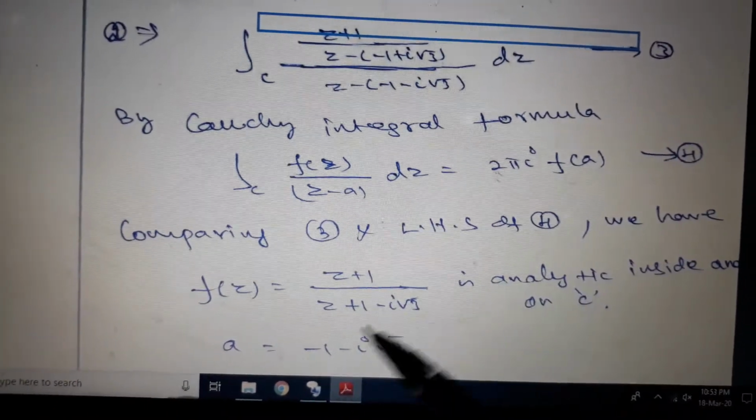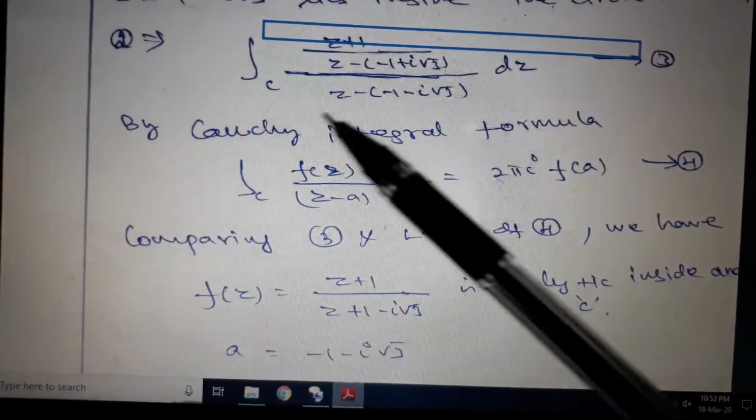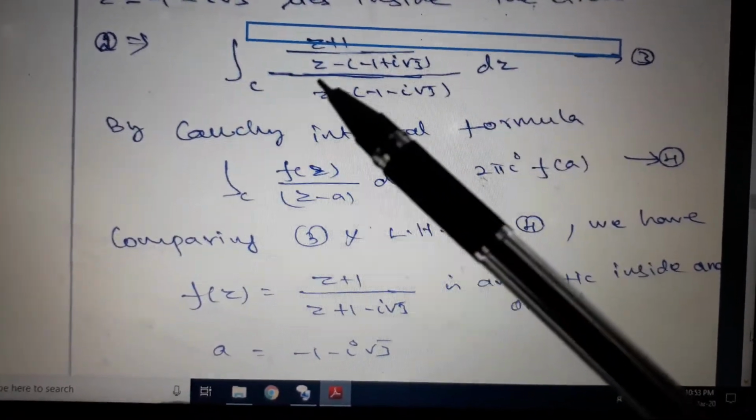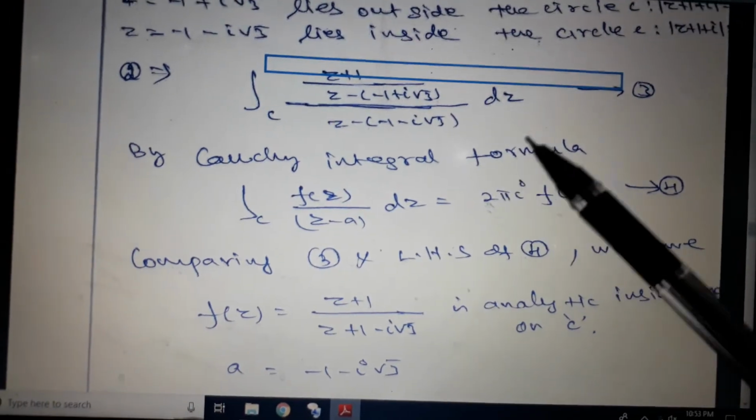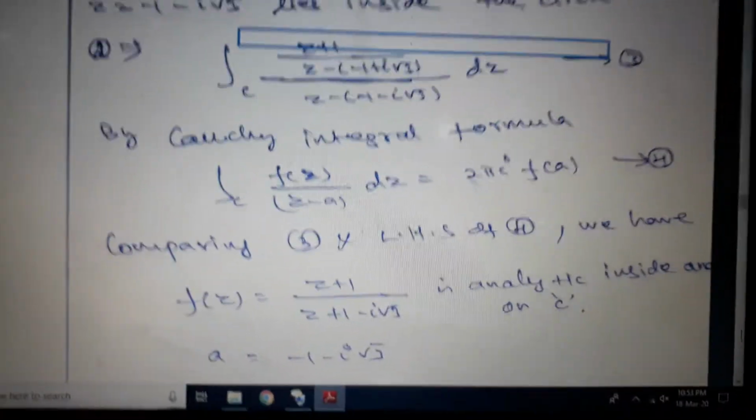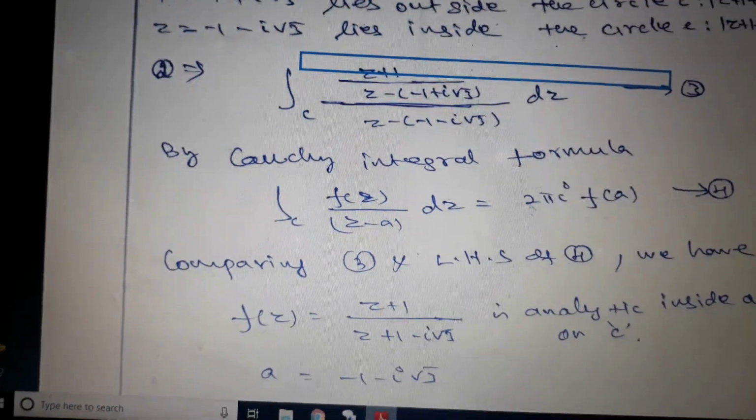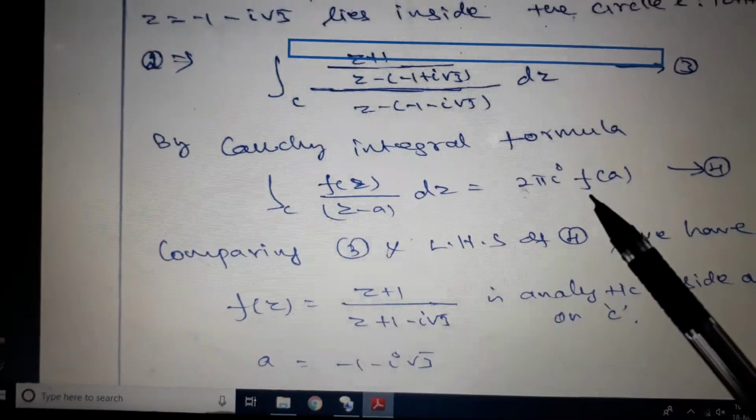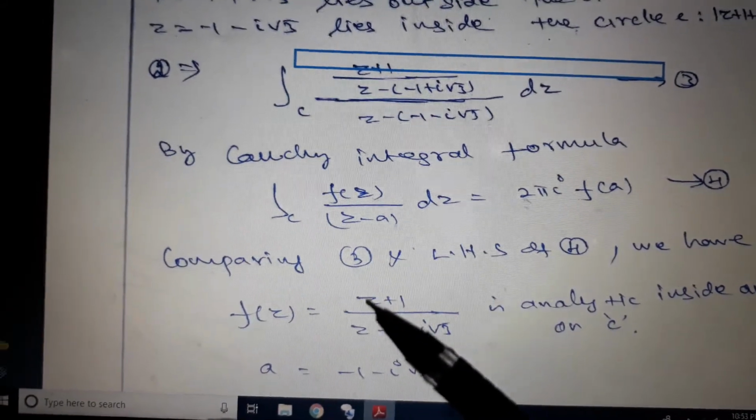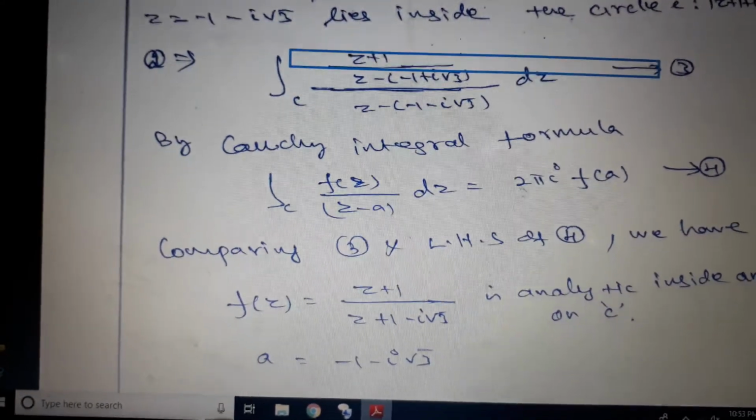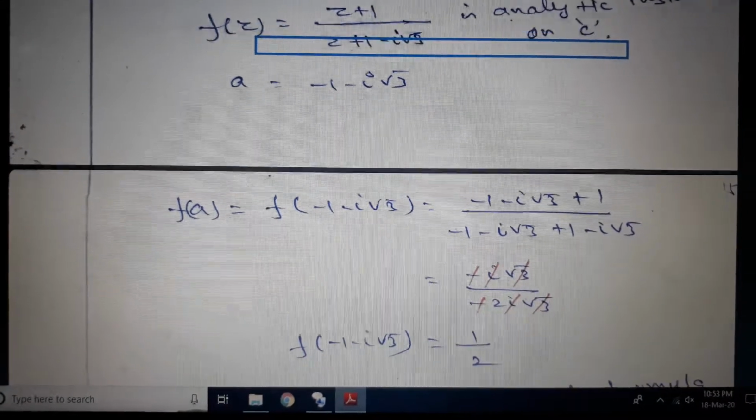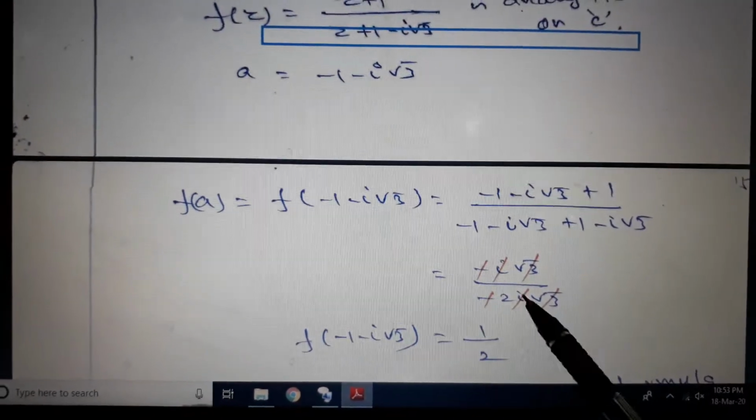How do you verify f of z is analytic? At what point does f of z become infinity? Minus 1 plus i root 3. But minus 1 plus i root 3 lies outside. So clearly f of z is analytic inside and on C. Okay, so for finding the answer I need f of a. So substitute z equal to minus 1 minus i root 3 in f of z. You will get f of minus 1 minus i root 3 is 1 by 2.